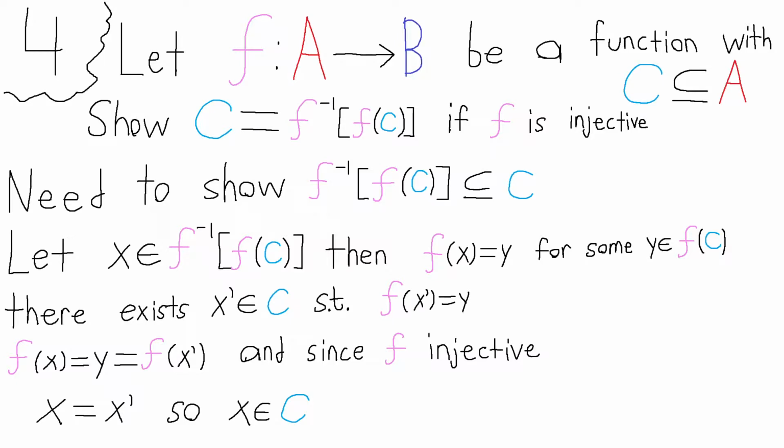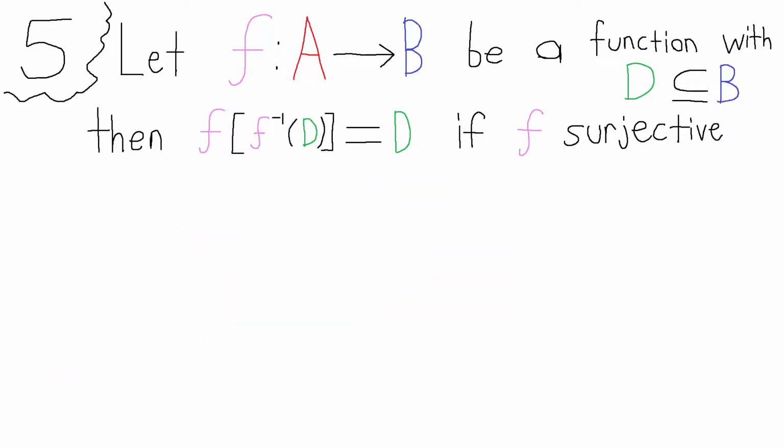This shows that the right side is a subset of the left side, and combined with our result earlier from problem 1, we see that we have full set equality here provided that f is injective. Now, let's move on to problem 5. Let f be a function from A to B, with D being a subset of the codomain B. Then we need to prove that the image of the preimage of D equals D, provided that f is surjective.